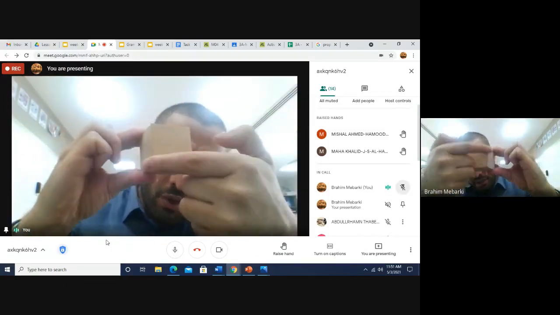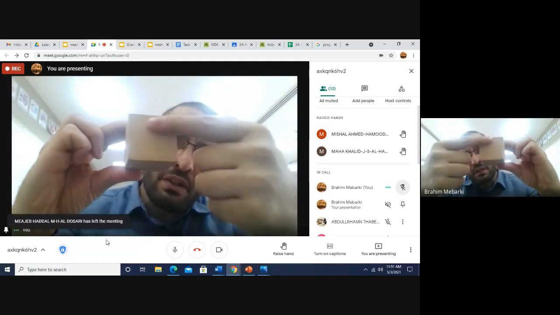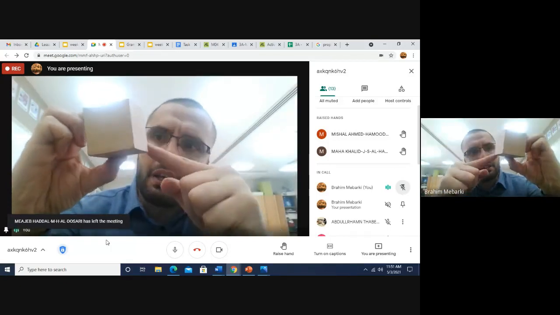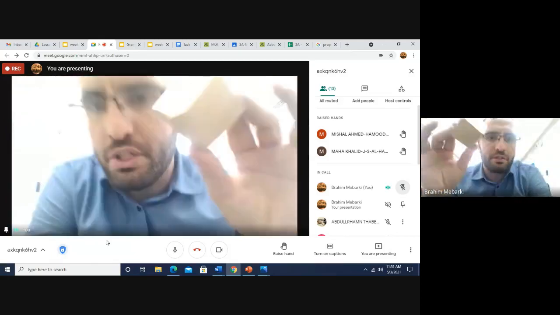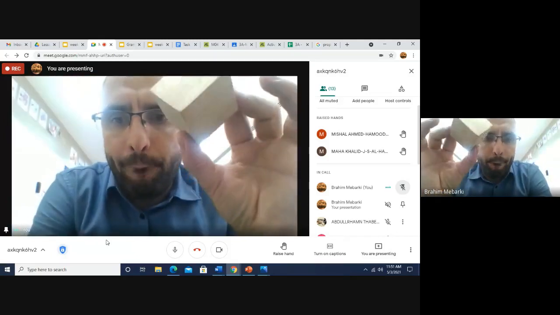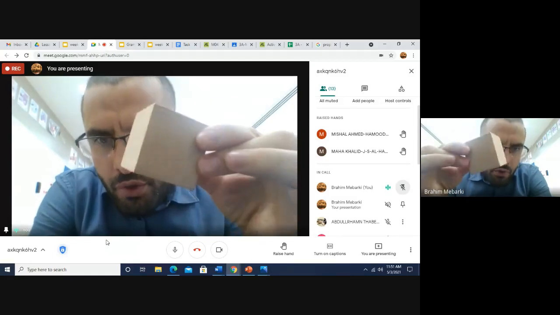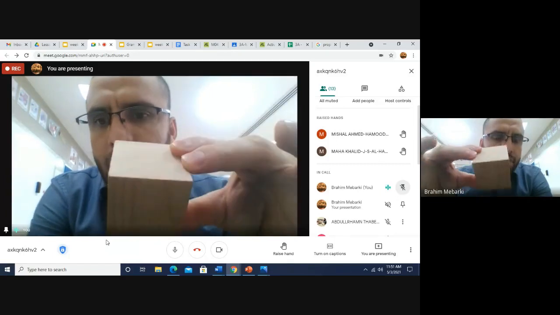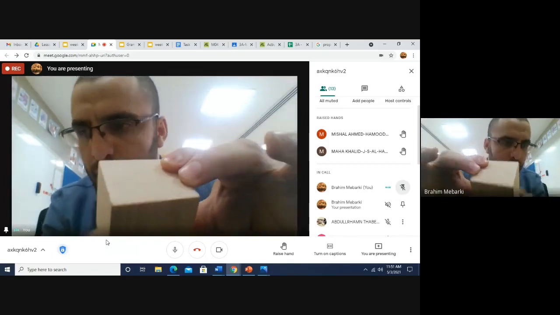1, 2, 3, 4 in this space. 4, right? 5, 6, 7, 8, 9, 10, 11, 12. So we have 12 edges. 12 edges in a cube. So in order to construct a cube, we need 12 sticks. 12 sticks to represent the edges.